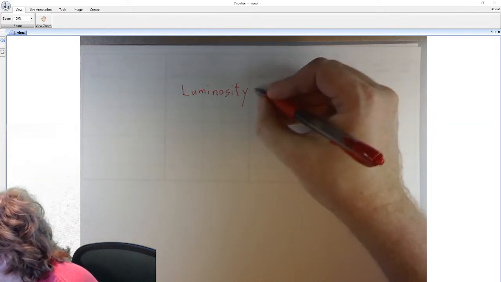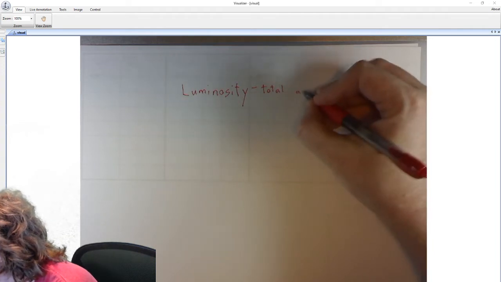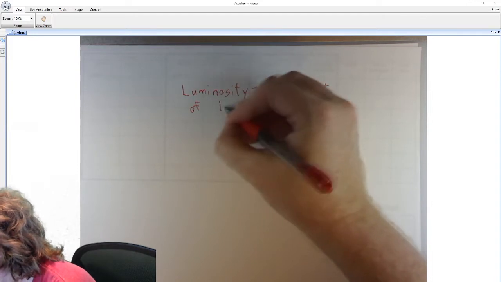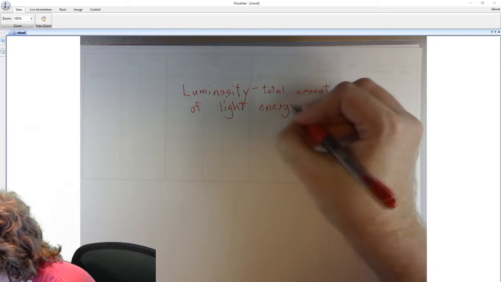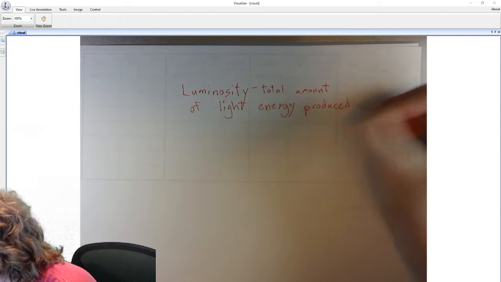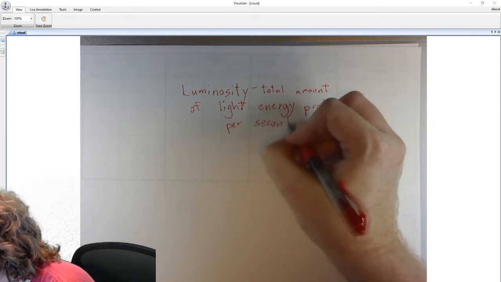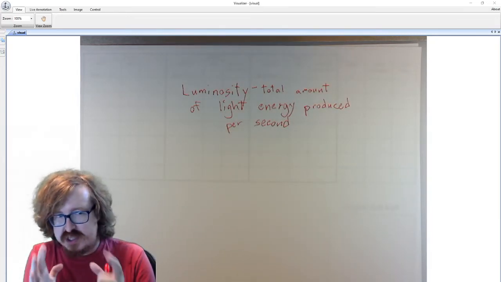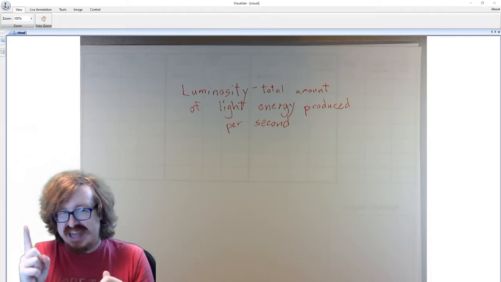The total amount of light energy produced per second. Okay. Total amount of light energy produced per second. It's the total light that a star is sending out in all directions per second.